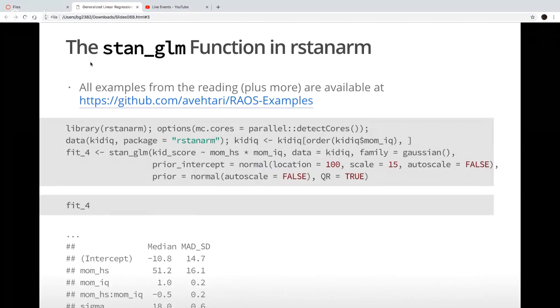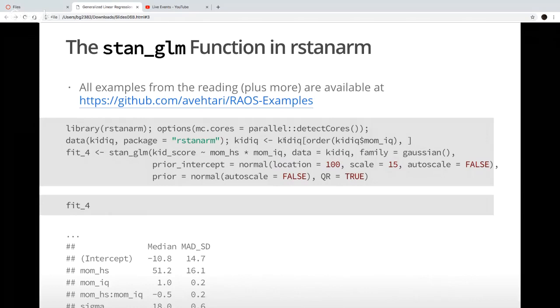So the examples from the reading, which if some of you still have not gotten, I have some more copies of it here, are available at Aki's GitHub site in one of his repositories. So here is one of them using the so-called Kid IQ data set, which is also available in rstanarm, but it's on the website along with code similar to this. So I'm just going to load the rstanarm package, tell R that I want to use all the cores that are available on the machine.